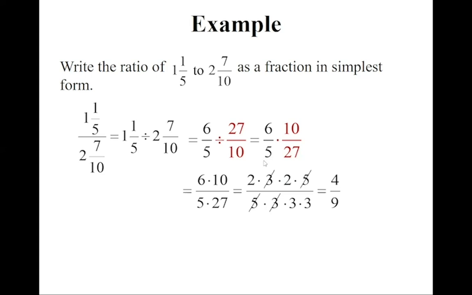So if we break it up as far as it'll go, get the prime factorizations for everything, we'll see that a pair of 3's cancel and a pair of 5's cancel, leaving us with 2 times 2 over 3 times 3. That's 4/9. So the simplified ratio is 4/9.